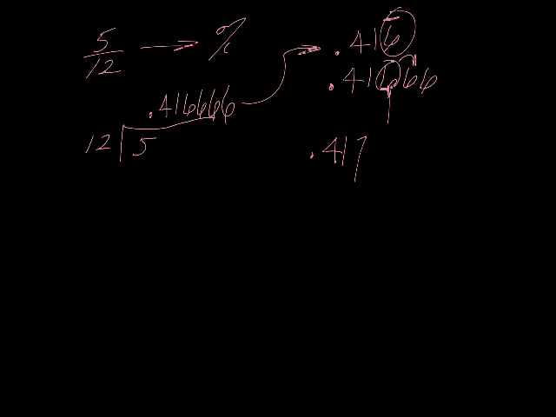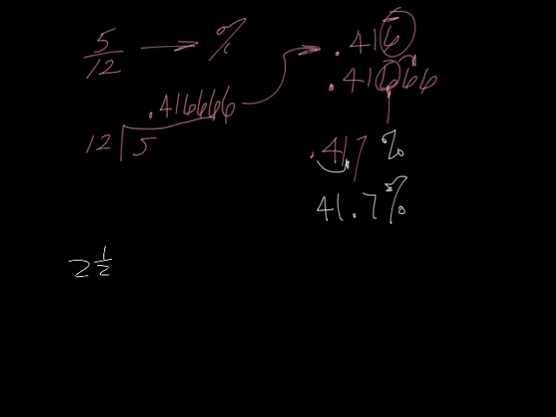Alright, so that's the hard part. The easy part is changing it from that decimal then to a percentage. And all I do is move my decimal place over, again, 2 places, and add the percent sign. So I have 41.7%. And we're good there.